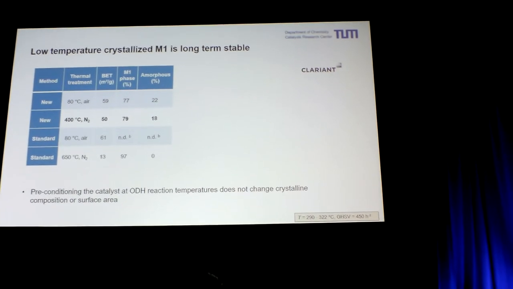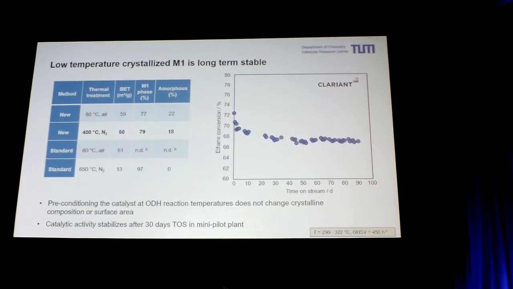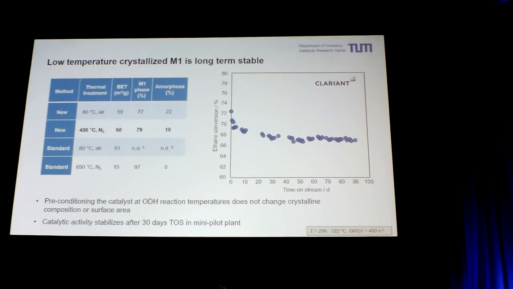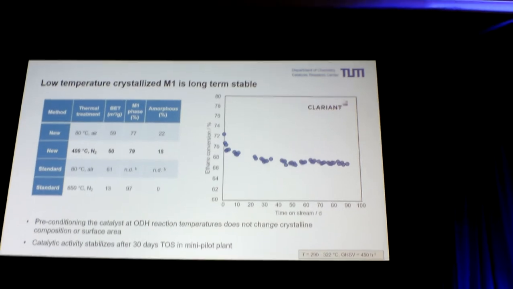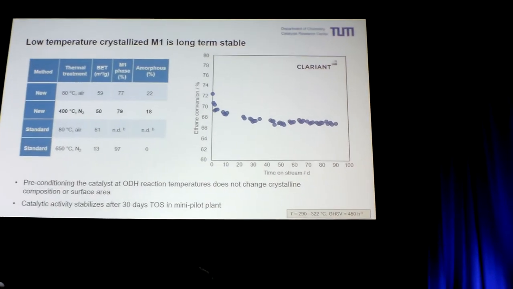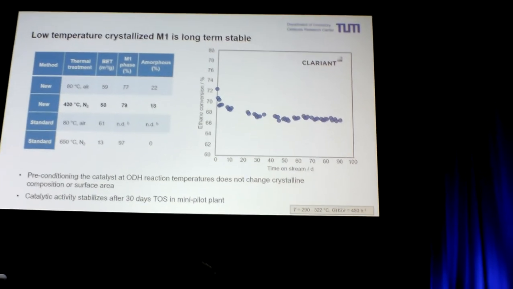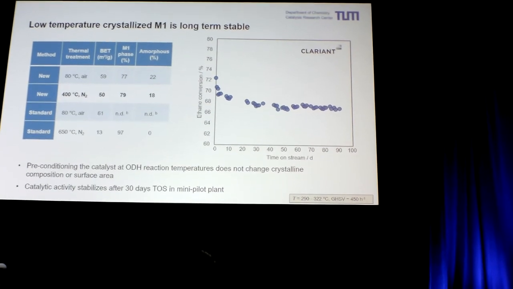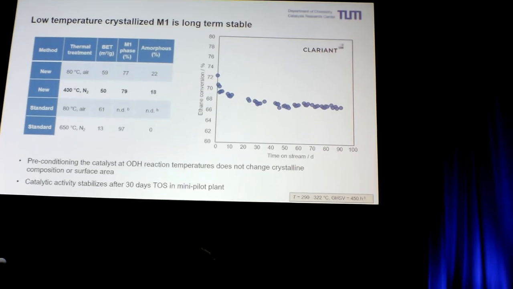And then here on the right I show you a catalytic test performed by our industrial partner, Clariant, in the mini pilot plant under more industrial-like ODH conditions. Here we can see that we have a certain deactivation in the first 30 days of reaction, then the catalyst achieved stable performance.